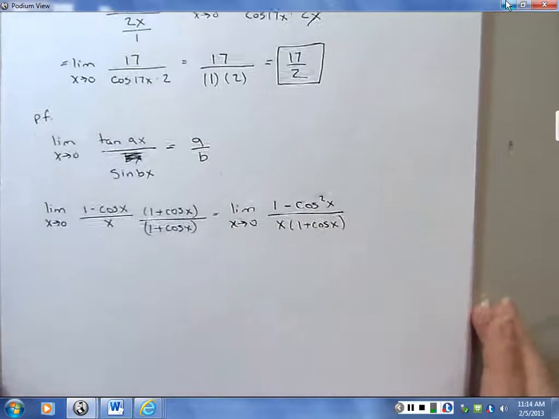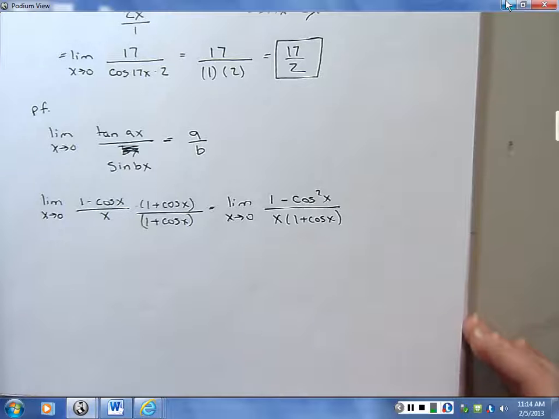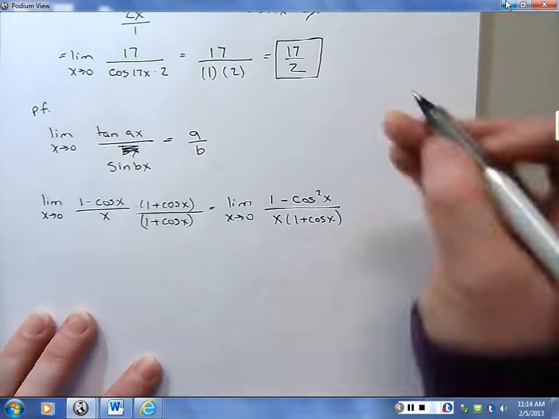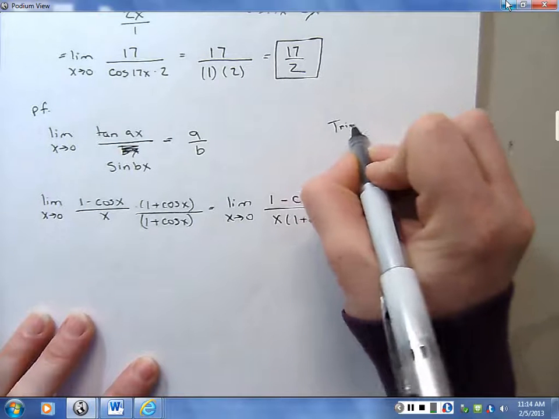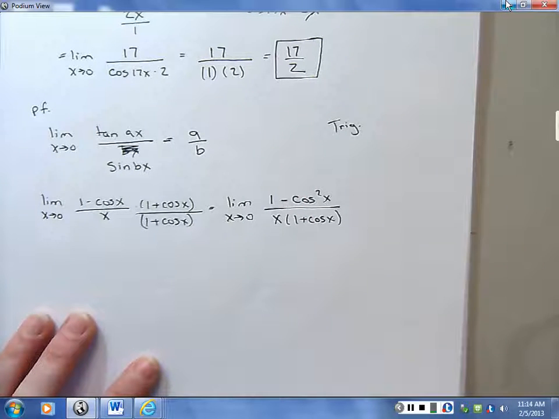So at this point, it didn't get me too far, but in trig, never fail, you can always change your expression by using an identity. So if you recall the trig identities, you only need the first one here, but let's write them out.